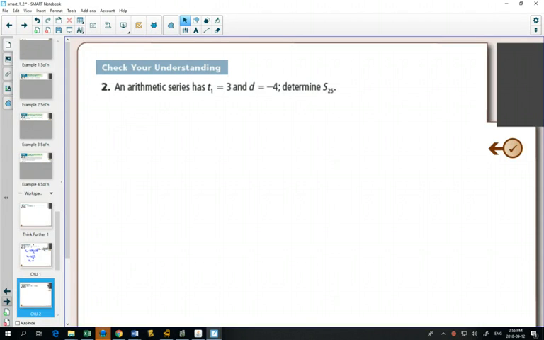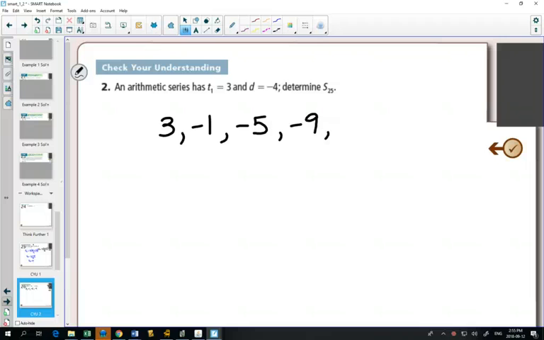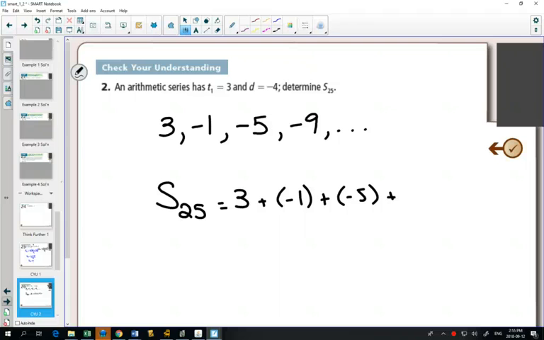Here, we're told that term 1 is 3, and that d is minus 4. So if we wanted to write out the first couple, subtract 4, subtract 4, subtract 4, and so on. And we want to determine S25. Well, S25 would be 3 plus a negative 1 plus the negative 5, and so on until you did 25 of them.